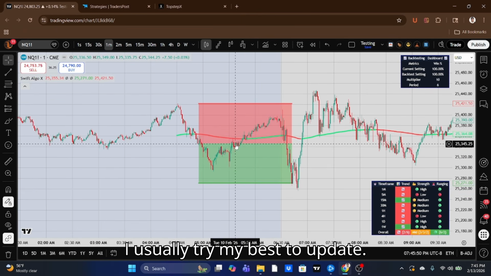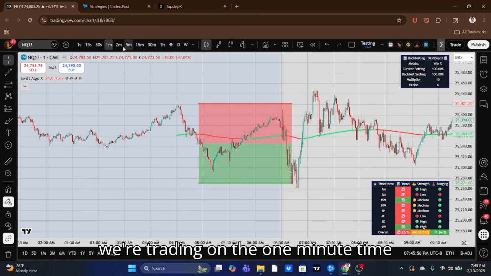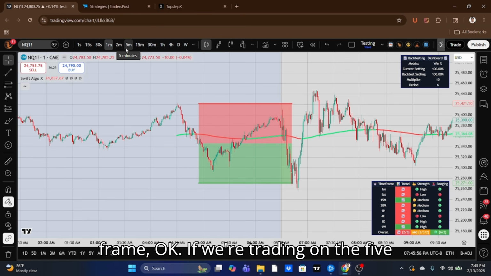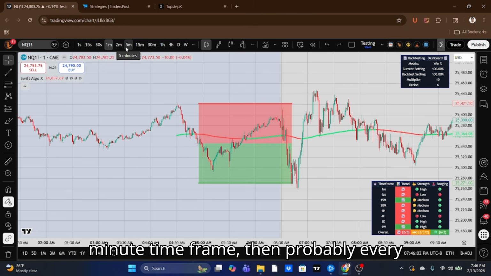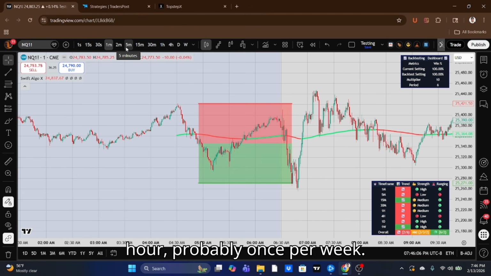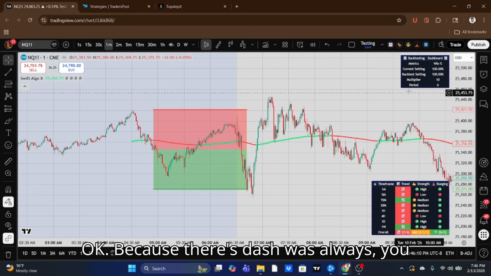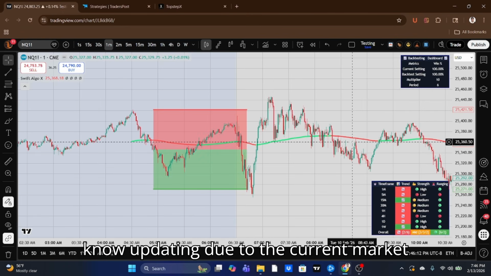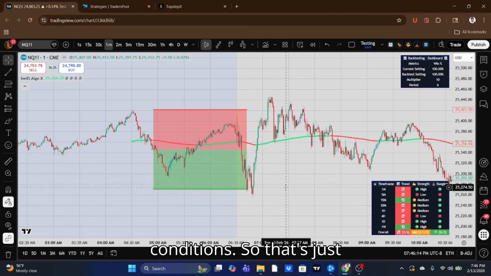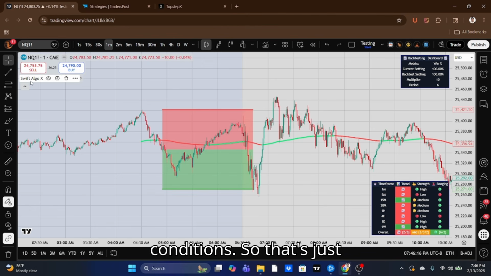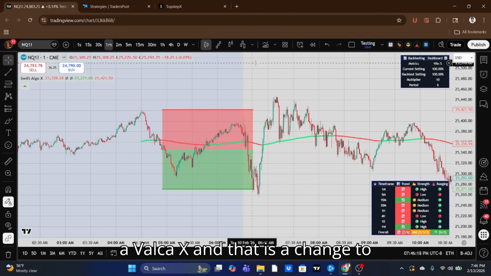I usually try my best to update it just once per day if you're trading on the 1 minute time frame. If you're trading on the 5 minute time frame, then probably every 2 to 3 days. 15 minutes or 1 hour, probably once per week. Because the dashboard is always updating due to the current market conditions. So that's Swift Algo X, and that is a TradingView indicator, not a TradingView strategy.